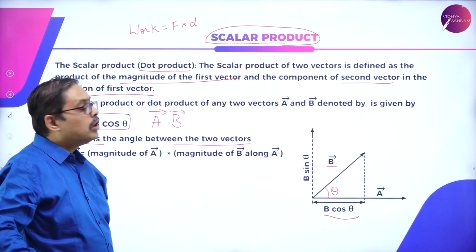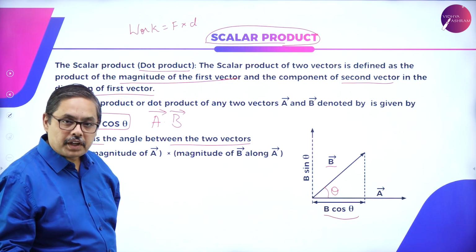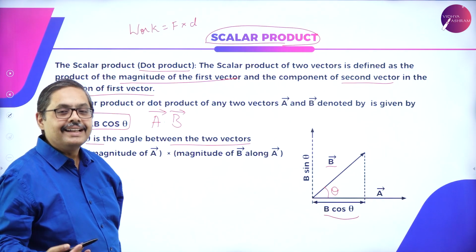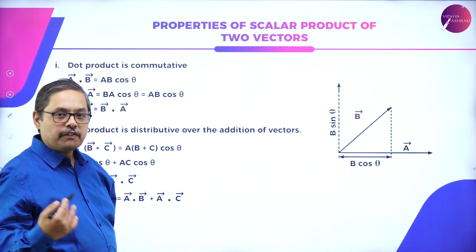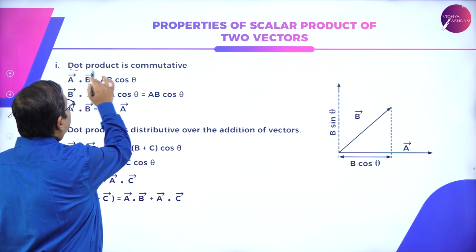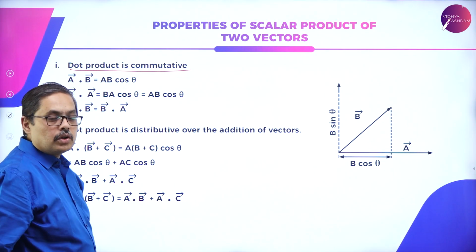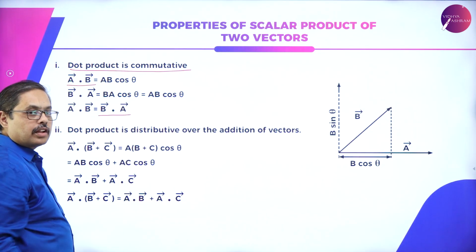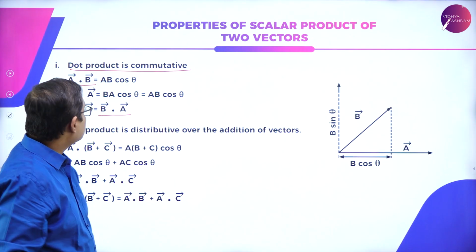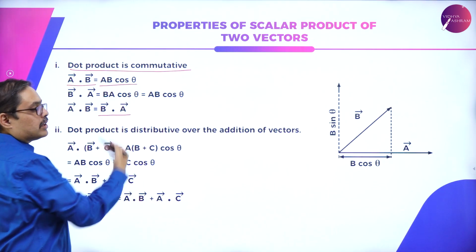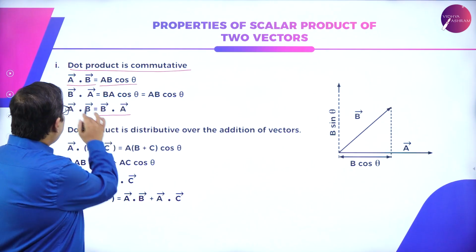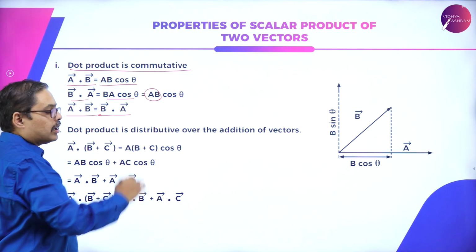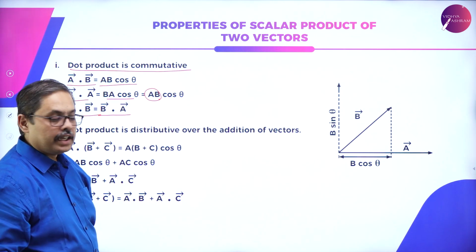To better understand the concept of work, we need to understand all the properties of a scalar product of two vectors. Let us check them one by one. The first one: dot product is commutative in nature. What does that mean? A dot B is equal to B dot A vectorially. We know that A dot B is AB cos theta. Similarly, if I take B dot A, it would be BA cos theta, nothing but AB cos theta. So A dot B is equal to B dot A for any two vectors.